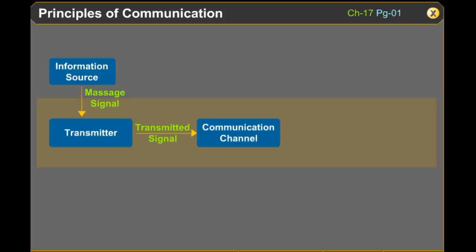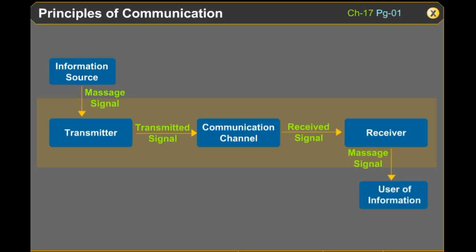The communication channel carries the modulated wave from the transmitter to the receiver. The receiver receives the signal, and then the message signal is delivered to the user of the information. In this type of communication, some noise arises.